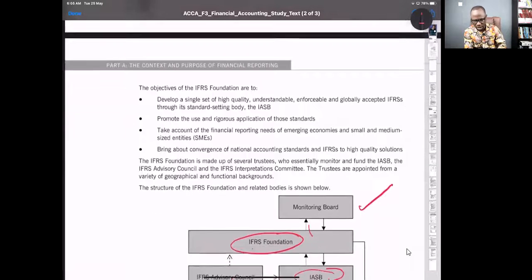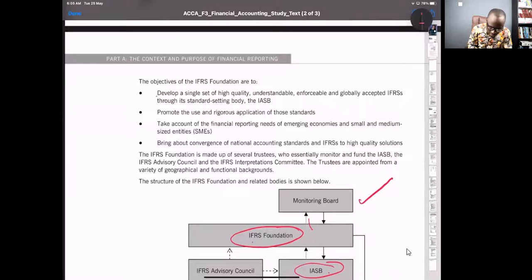So what is the objective of the IFRS Foundation? One, to develop a single set of high quality, understandable, enforceable, and globally accepted IFRS through its standard setting body, the International Accounting Standard Board. So the objective of the IFRS Foundation is to develop standards that will be globally acceptable, globally understandable, and globally enforceable. However, they cannot do that on their own, so they do that through an independent body called the International Accounting Standard Board. Two, to promote the use and rigorous application of those standards. So not only do we develop, but then it has to be adopted.